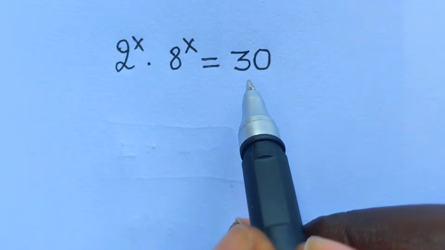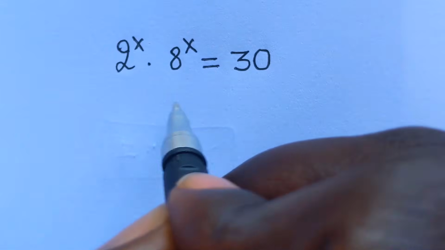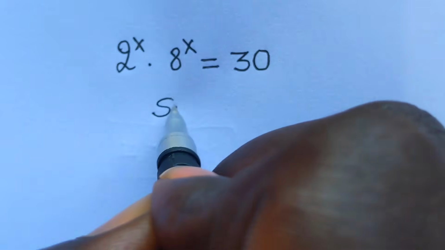Today in this video we have been given a question: 2 power x times 8 power x equals 30. You're supposed to find the value of x. Let's provide a solution.